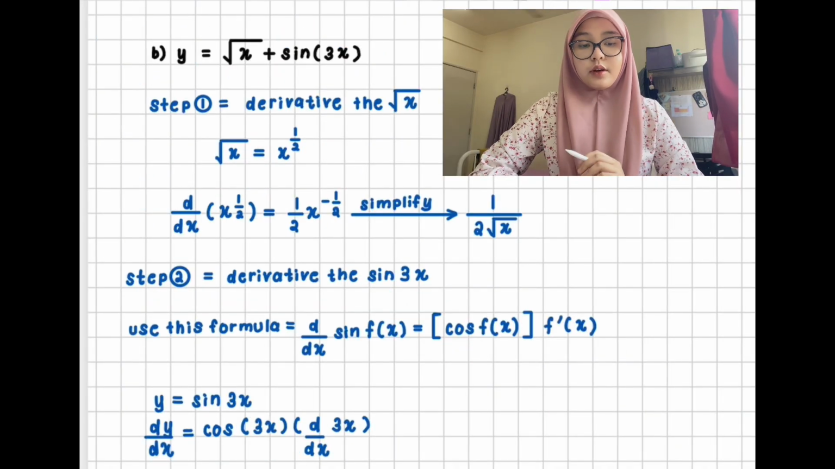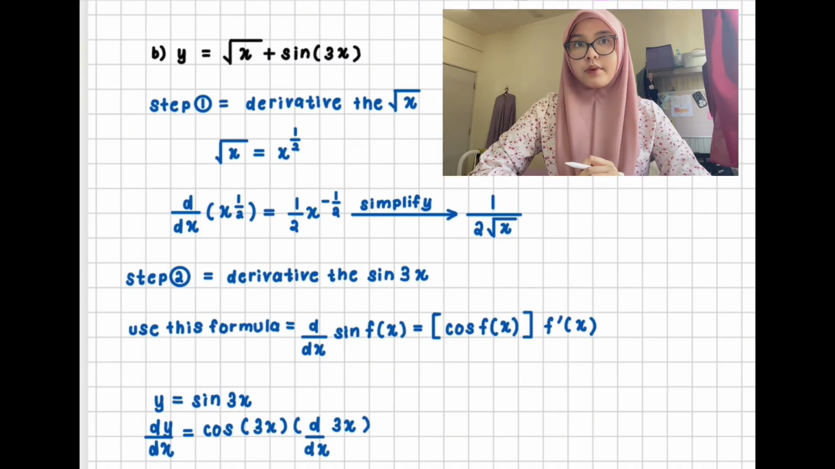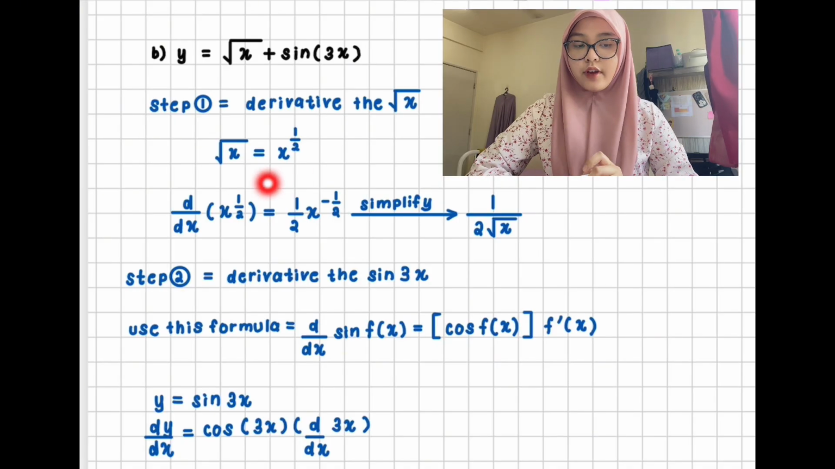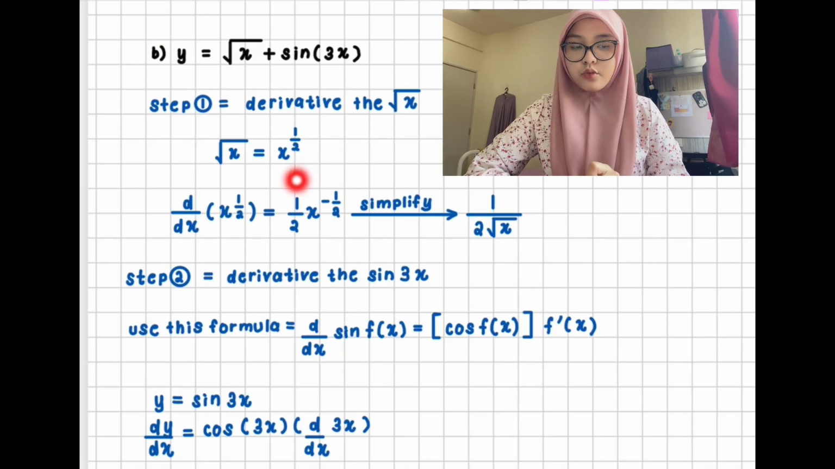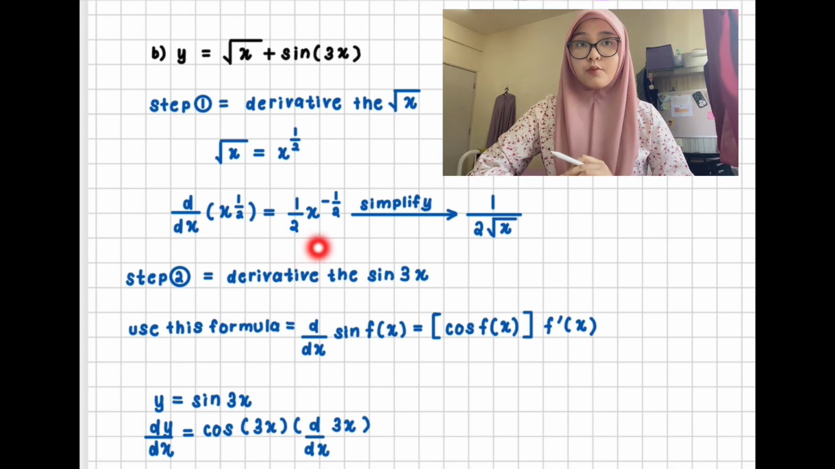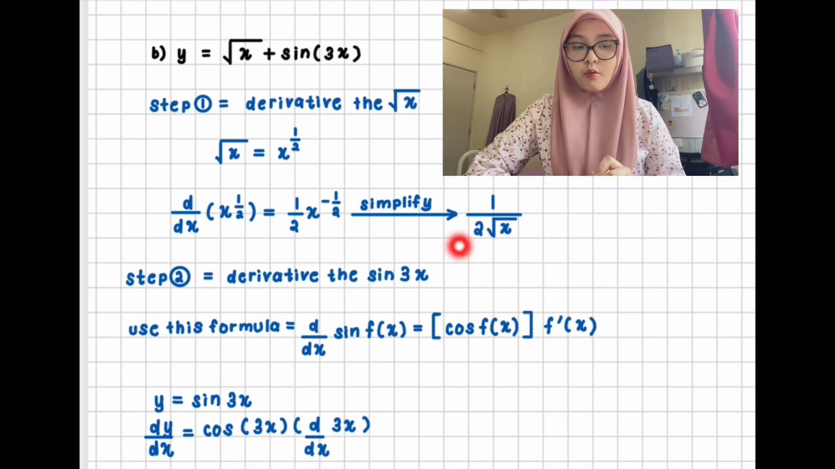Next question. Part B. y equals square root of x plus sine of 3x. We can differentiate term by term. Step 1. Square root of x is equal to x to the power of 1/2. The derivative of x to the power of 1/2 is 1/2 times x to the power of negative 1/2. After that, we can simplify, which is 1 over 2 square root x.